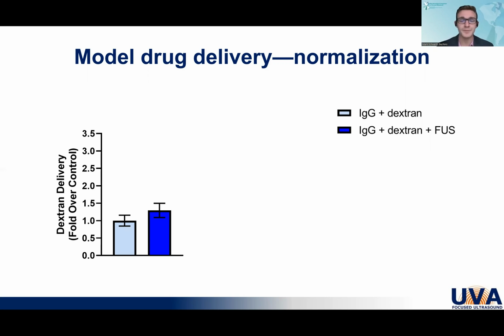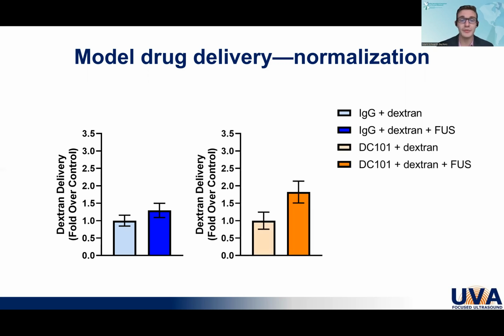However, we see a much higher fold increase in dextran delivery compared again to baseline of DC-101 alone. And this leads us to believe that perhaps the DC-101 pretreatment of these tumors allows a higher propensity of these tumors to have elevated delivery after focused ultrasound or during focused ultrasound treatment.